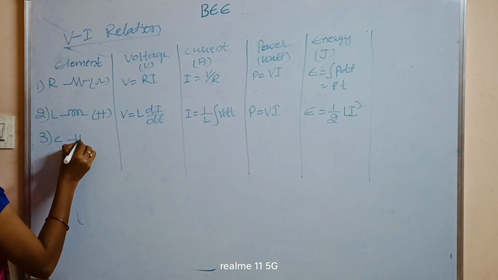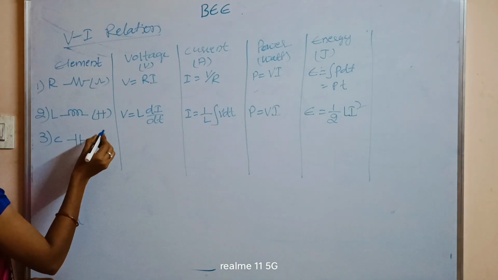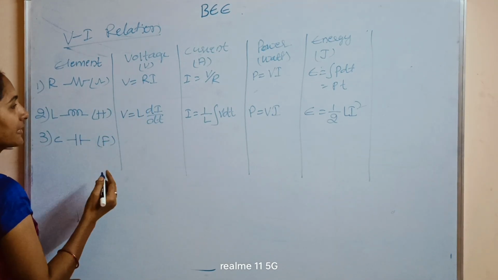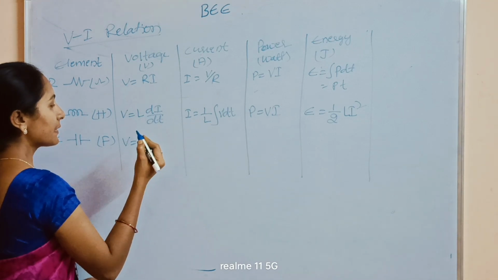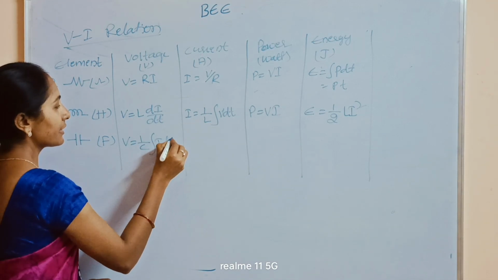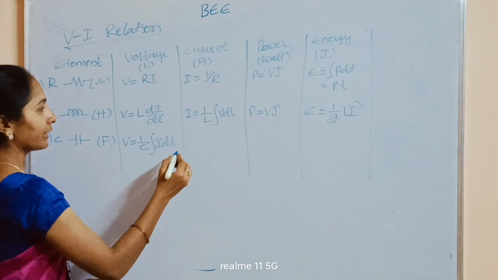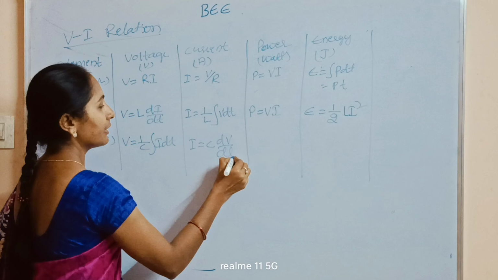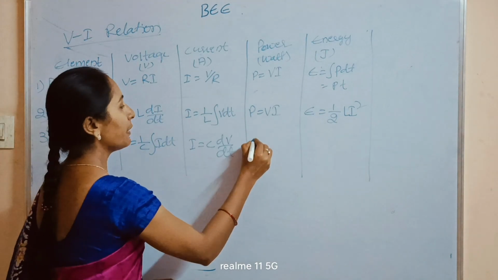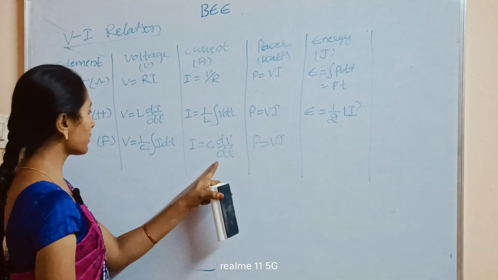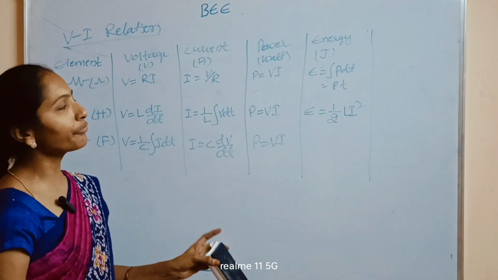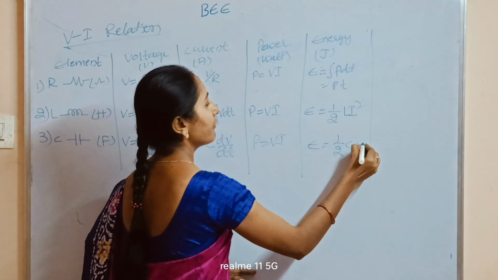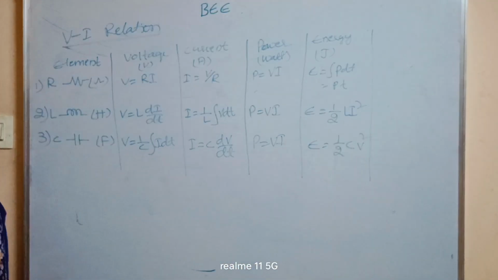The last one, the third, is the capacitor. The capacitor is denoted with C, and its unit is farad. The voltage in this capacitor is V equals 1 by C into integration I dt. The current is I equals C into dV by dt. The power equation is the same, P equals V into I; substitute these two and we'll get the power in watts. Energy equals half CV square joules.